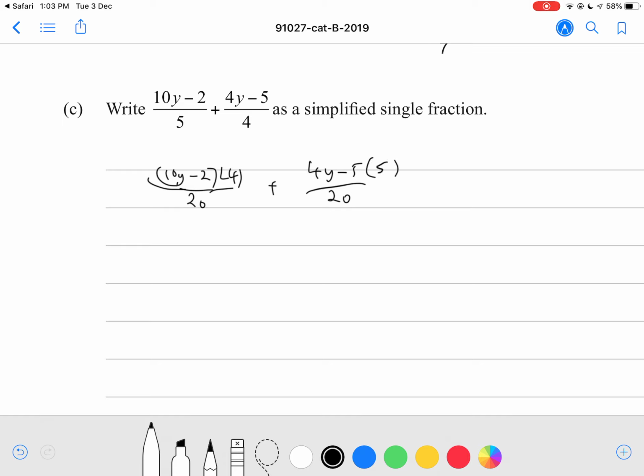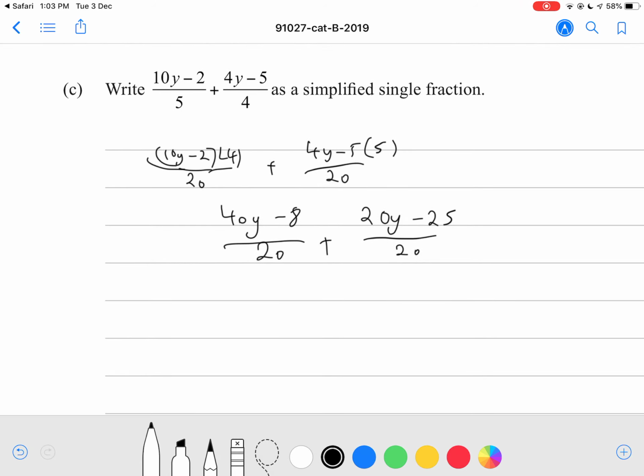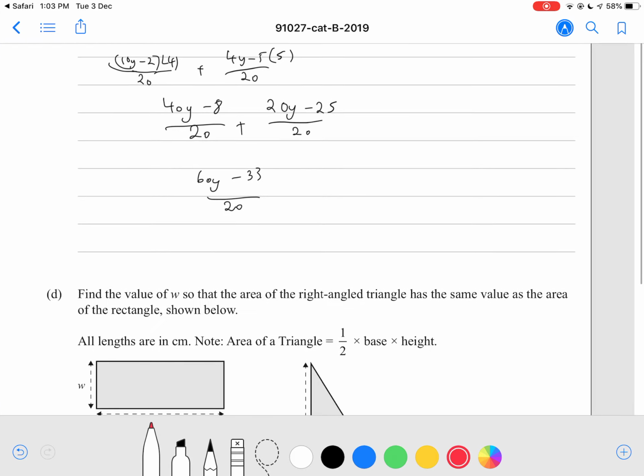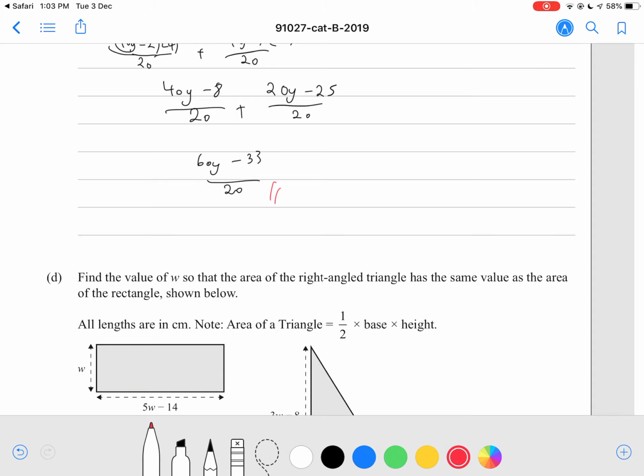So now we can simplify. We say (40y minus 8) over 20 plus (20y minus 25) over 20. Now we can add the fractions because of the common denominator. So 60y minus 33 over 20. And that should be good enough as a simplified fraction.